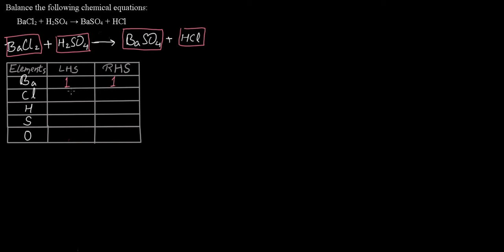Now how about chlorine? For chlorine we have Cl2, that is 2 atoms on the LHS, and on the RHS we have only one atom of chlorine. So 2 on the LHS and 1 on the RHS. Now for hydrogen, on the LHS we have 2 of hydrogen, and on the RHS we have only one atom of hydrogen.